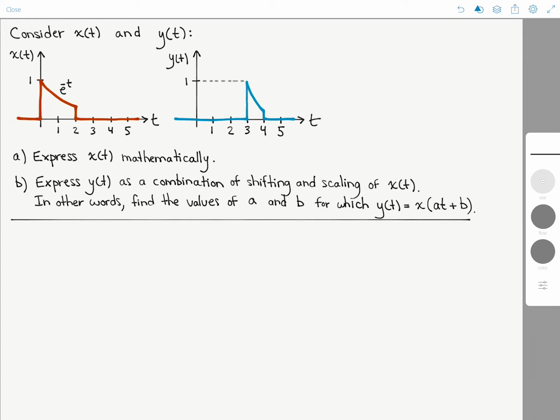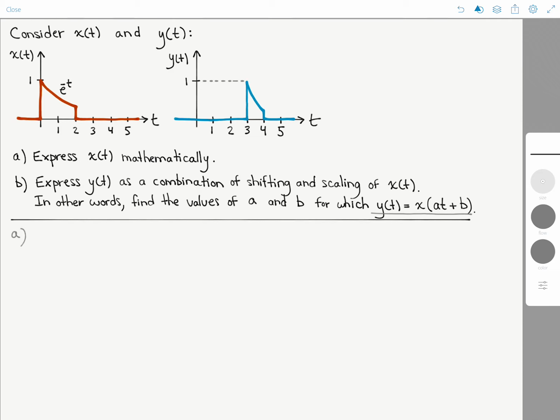In this example, we're given two signals, x of t as well as y of t, and we're asked to express x of t mathematically and then to express y of t as a combination of shifting and scaling of x of t. Or, in other words, to find the values of a and b for which y of t is equal to x of at plus b.